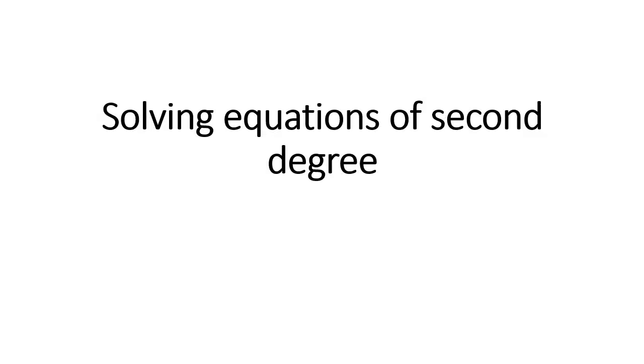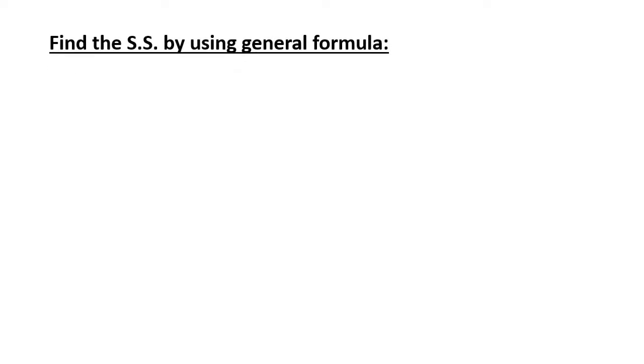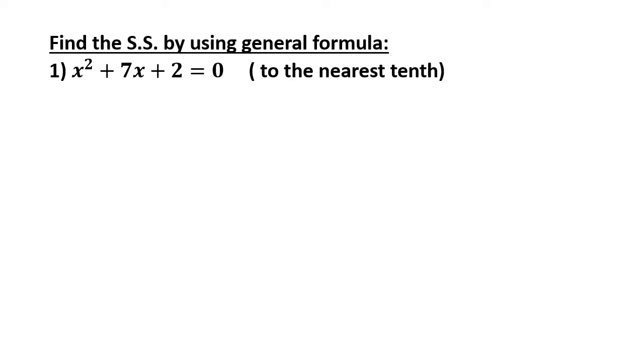Solving equations of second degree. Find the solution set by using the general formula. We can use the general formula to solve an equation of second degree in the form ax² + bx + c = 0. Here, the equation is x² + 7x + 2 = 0, so a equals 1, b equals 7, c equals 2.